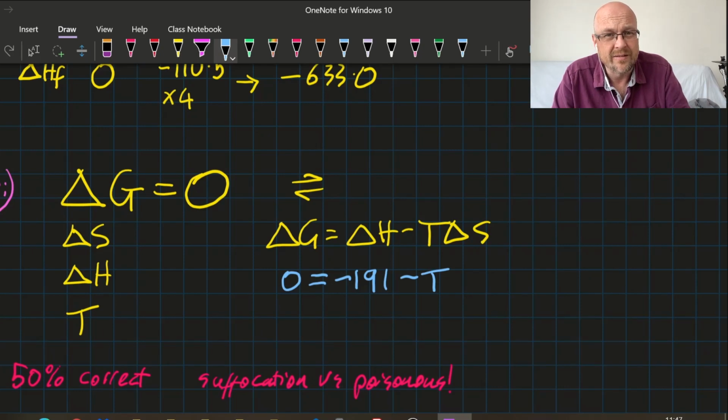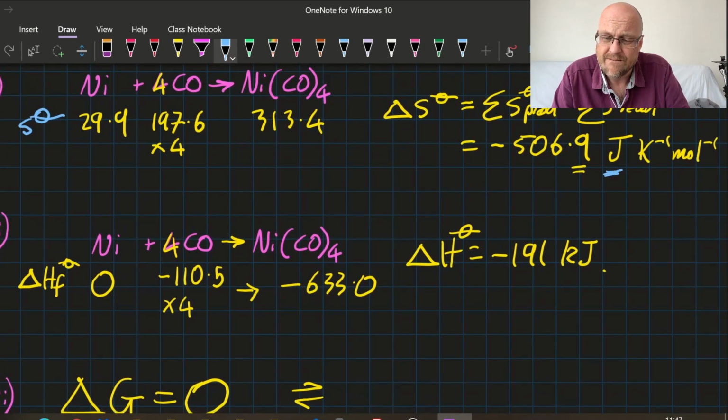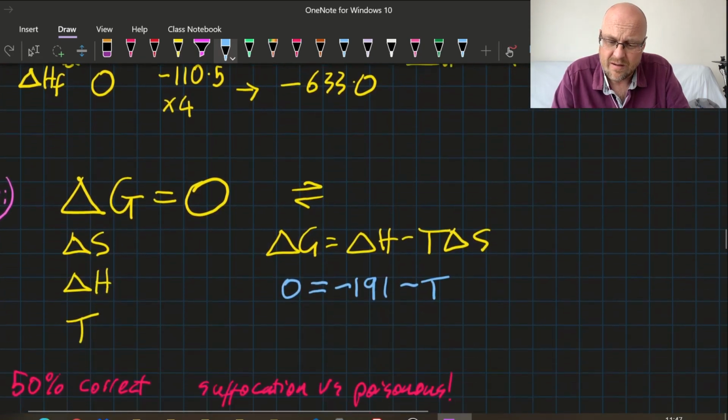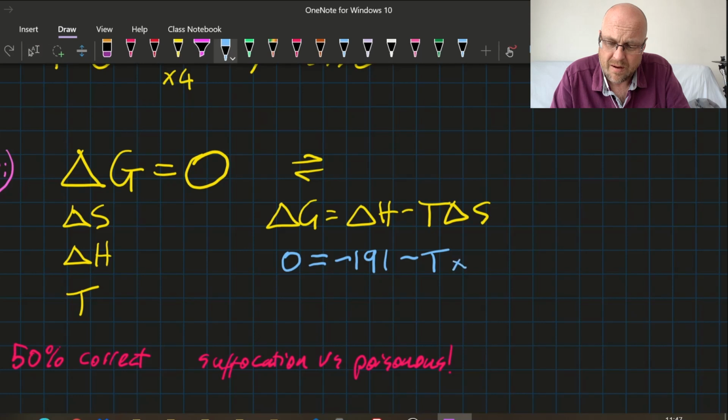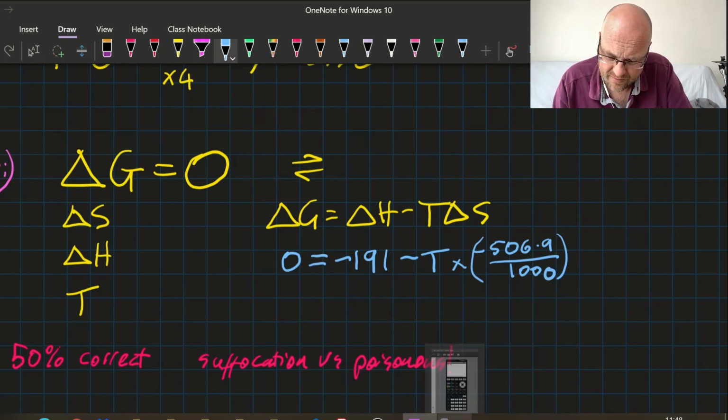Now that delta S, we've worked it out in joules, and we need kilojoules, so you're going to have to divide that by 1,000. So multiplied by minus 506.9 over 1,000. This should give me a temperature, which is when the equilibrium kicks off. Forgot that 0. Okay, let's do that calculation.